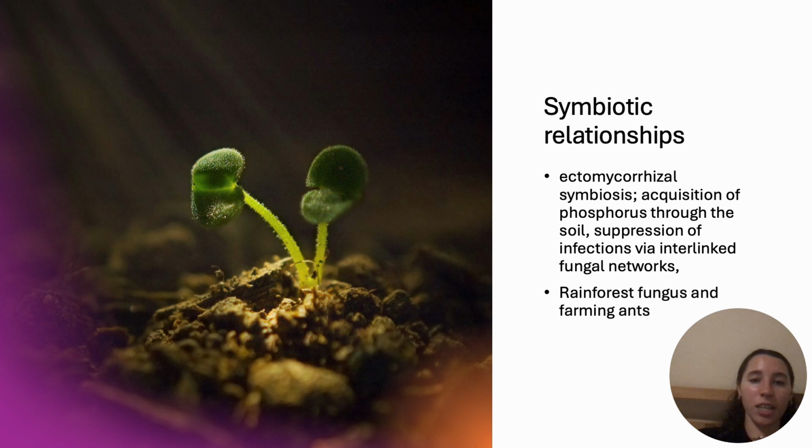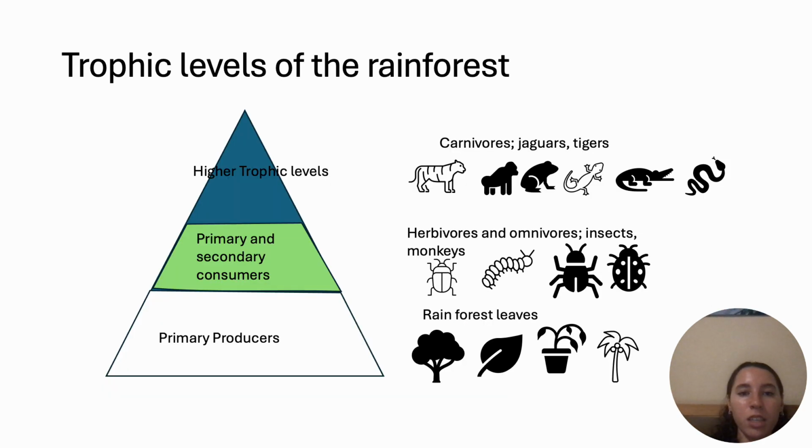A common secondary symbiotic relationship that represents mutualism is rainforest fungus and farming ants. The farmer ants feed on specific fungal groups, to which the fungus will receive a sort of nutrient deposition in return. All of these ecological benefits are produced and regulated through the energy cycle of the ecosystem.